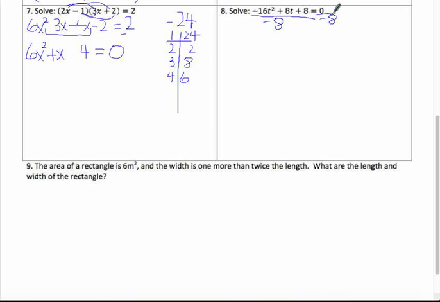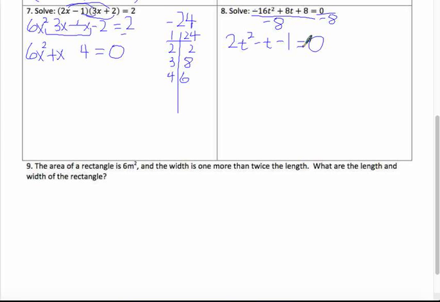Because 0 divided by negative 8 is still 0. So this equation now is easier. It becomes 2t squared minus 1t minus 1 equals 0. This is much easier to deal with.